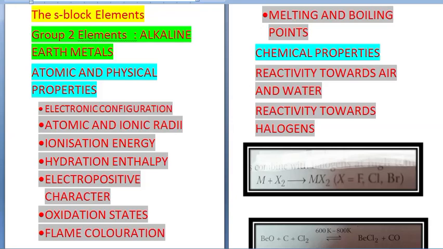Now reactivity towards halogen. All alkaline earth metals combine with halogen to form halides. M plus X2 gives MX2, where X can be fluorine, chlorine and bromine. Now BeCl2 is conveniently formed from the oxide. BeO plus C plus Cl2 at 600 to 800 Kelvin temperature gives BeCl2 plus CO.